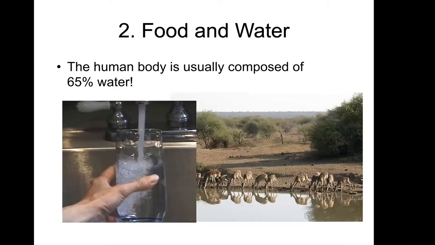Now, water. The human body is usually composed of 65% water. And I'll tell you another little secret. The blood that flows through our veins, guess what? A very large part of that blood is water. In fact, 92% of our blood is actually water.